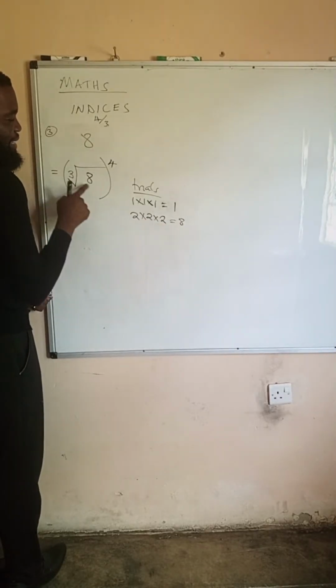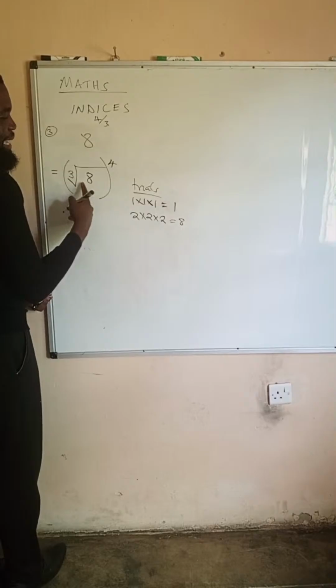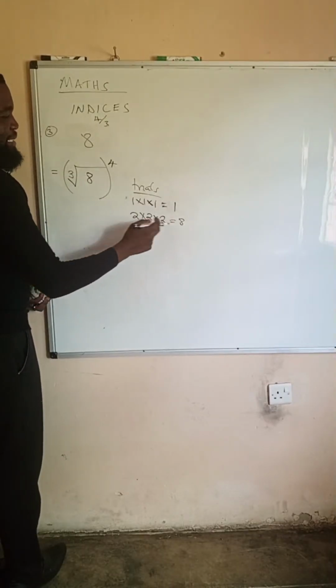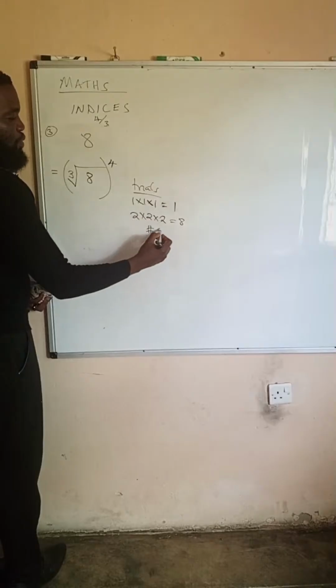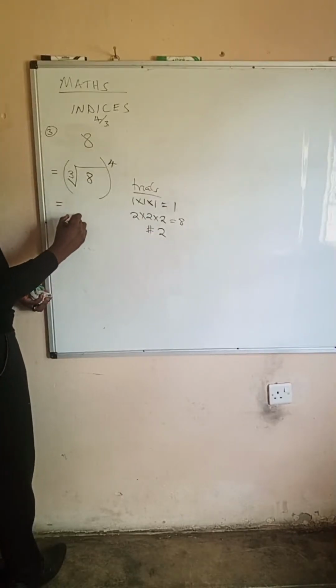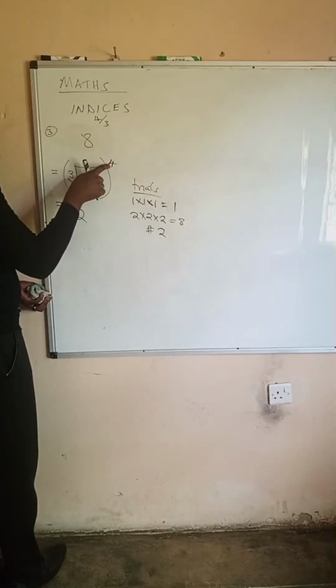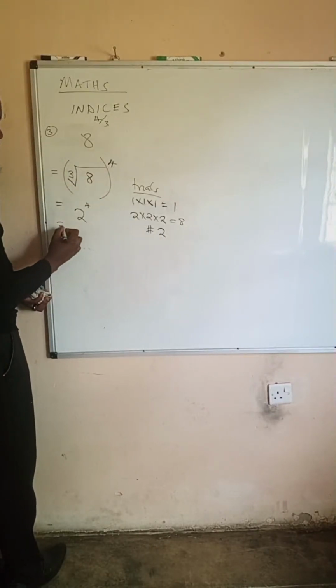So what is giving me inside? Okay, 8 and 8 is matching. So the trial number that is giving me 8 is 2. Trial number 2. So 2 is my trial number. This 2 should be raised to the power 4.